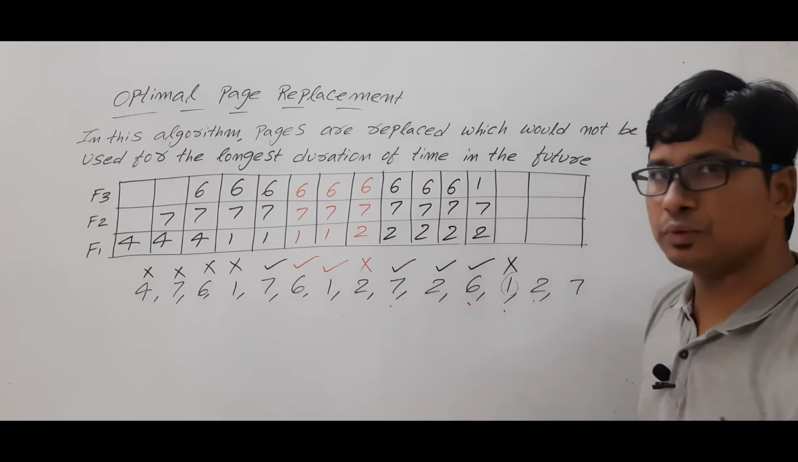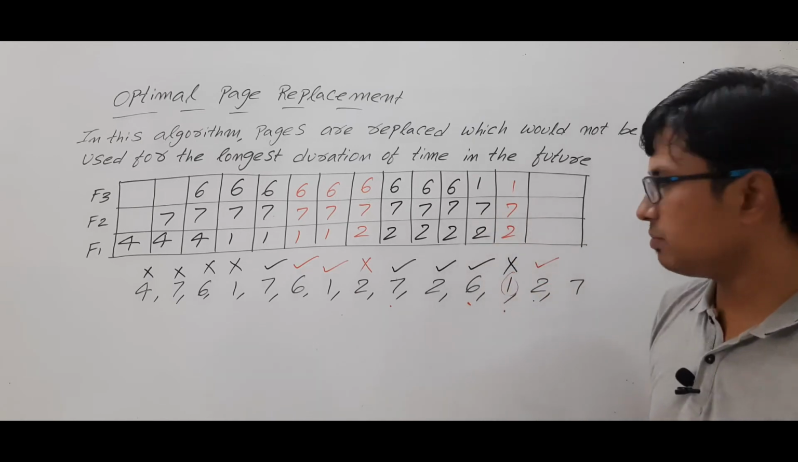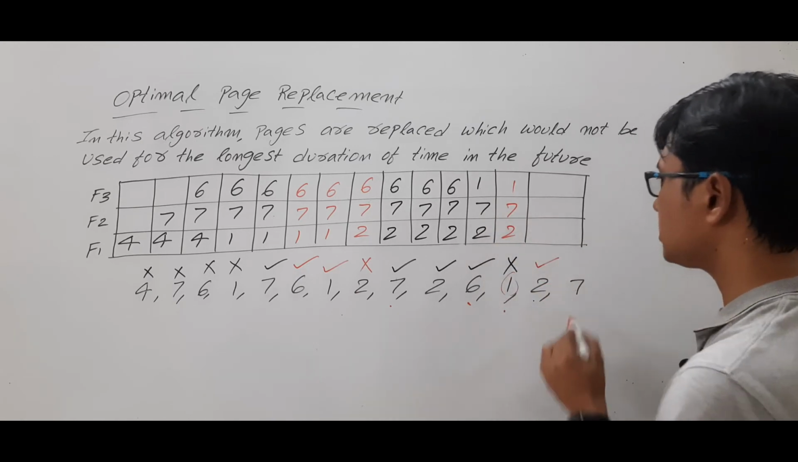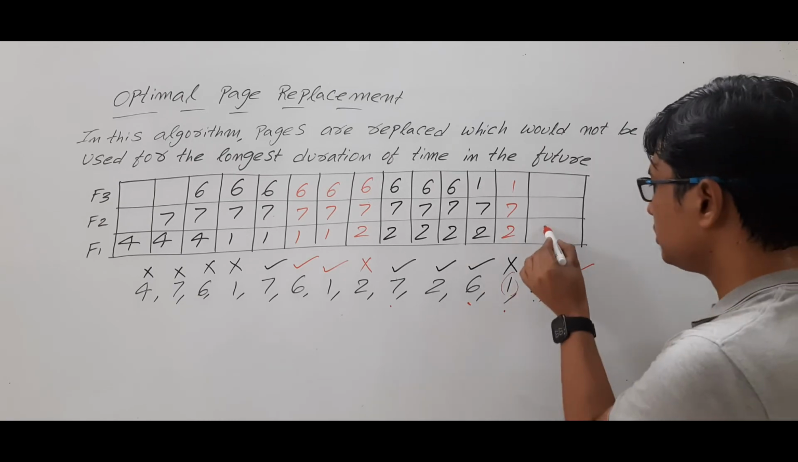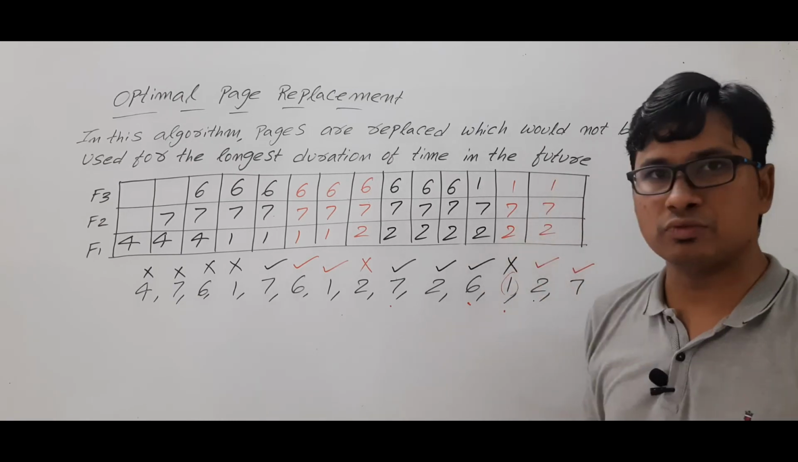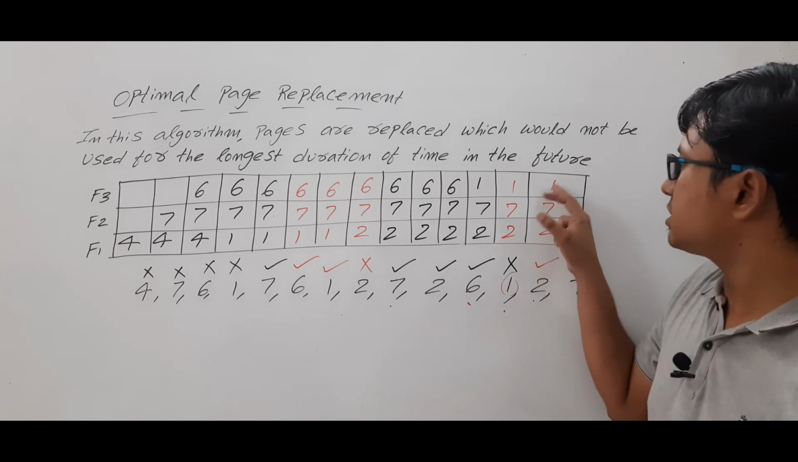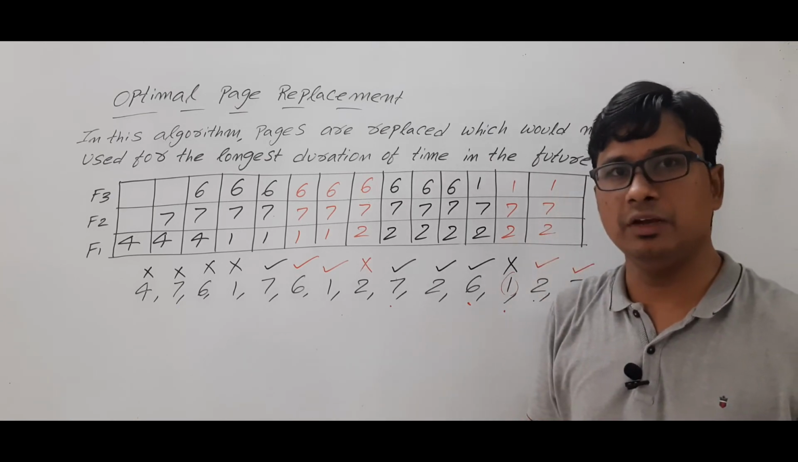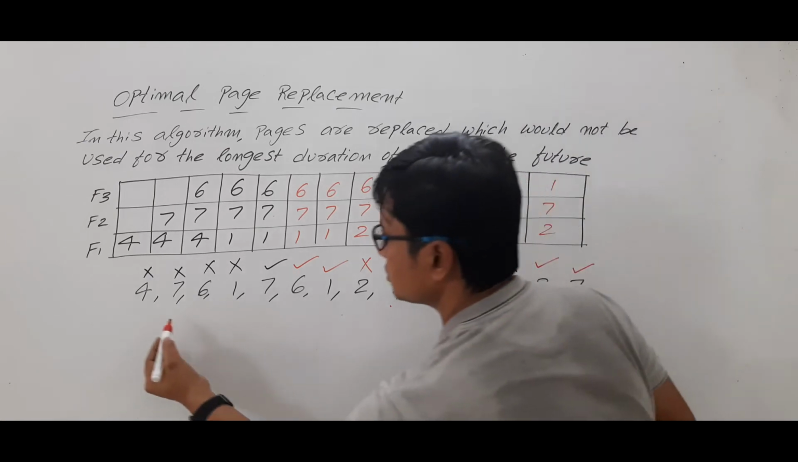Now page number 2, yes, it is there. It is a page hit. So same pages will be there in the main memory. Page number 7, it is there in the main memory. So again, it is a page hit. So you no need to do the swap out and swap in. So finally you have the page number 2, page number 7, page number 1 in the main memory. Is it clear? So now we need to find the number of page faults.